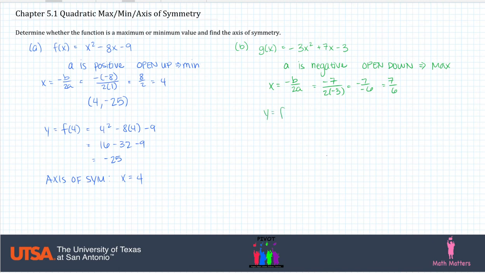Then to find the y-coordinate, we plug that back in. Negative 3 times this. And this comes out to be 13 over 12. So our vertex for g of x is going to be (7 over 6, 13 over 12). So then the axis of symmetry is going to be x equals 7 over 6.